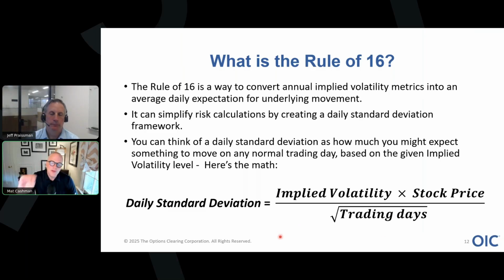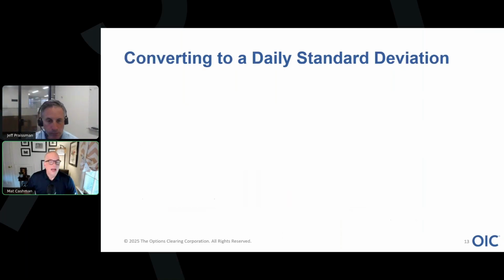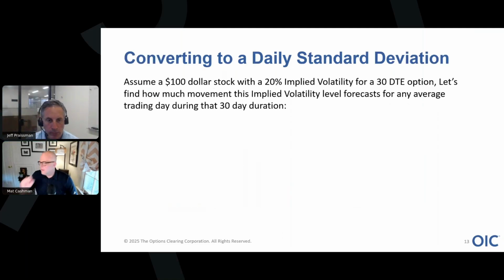Now, we use the square root because we have to take the variance part out of it. So you're dividing by the square root of time. In this case, we use the square root of trading days, which is 15.879, I think, something along those lines. We rounded up to 16, which is why this is called the rule of 16. There's 252 trading days in a year, and the square root of that is basically 15.8 something. And so that's why we use 16.